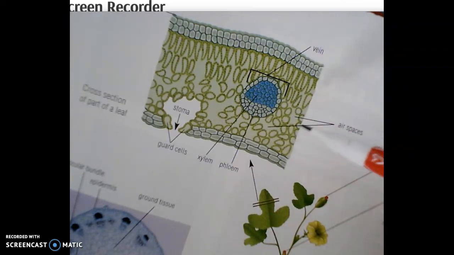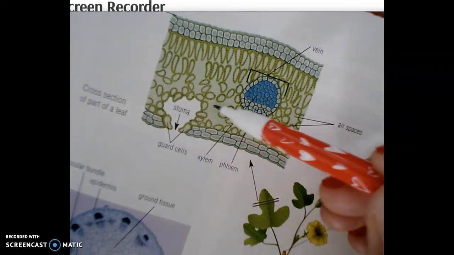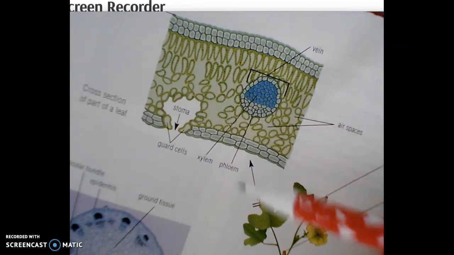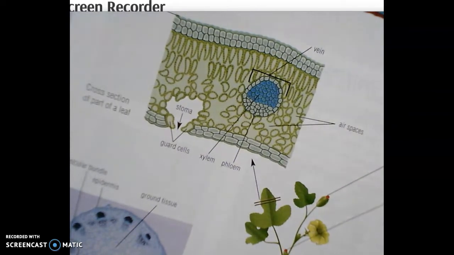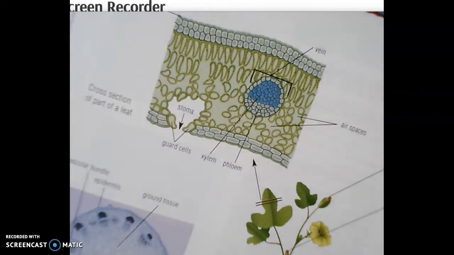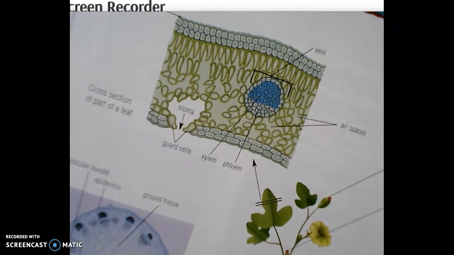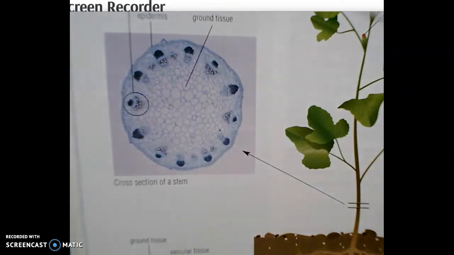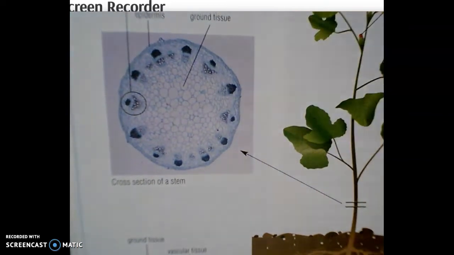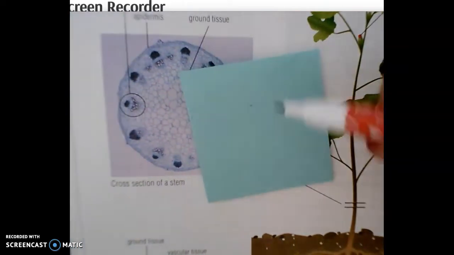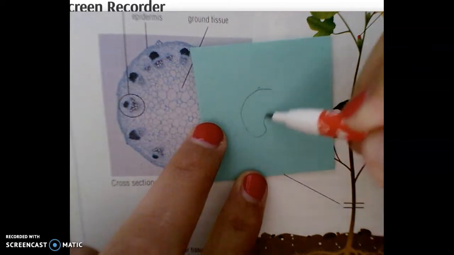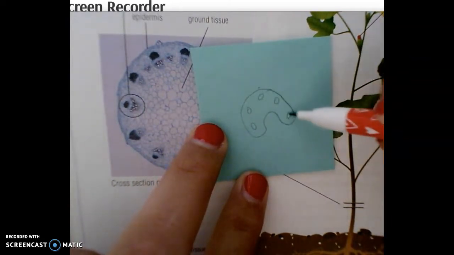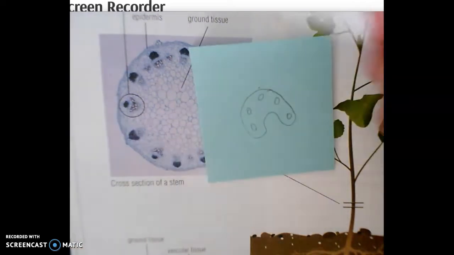We've got some air spaces for diffusion to take place into those mesophyll parts of our tissue. In your celery that you are going to put some food coloring in, you are going to see these tissues. In your celery, I shouldn't write in the book, so I'm going to use this. It's going to look like that, and there are these little circles, and you're going to notice those circles stain a little bit darker.